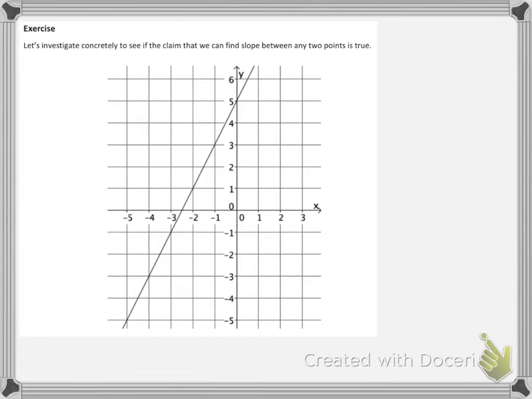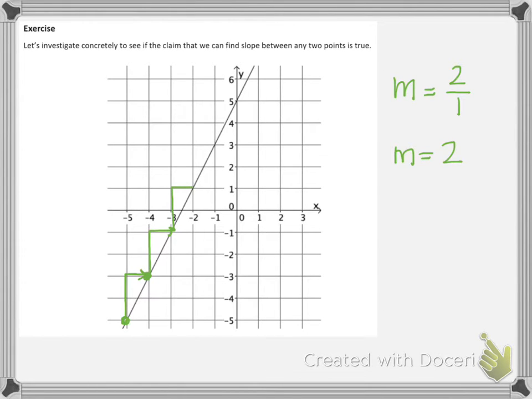Exercises. Let's investigate to see if the claim we can find slope between any 2 points is true. Well, yeah, we can do that. If we start down here and we move to this next point, that's a move of up 2, right 1. So I know that my slope is positive 2 over 1. Slope equals 2. And now that I know that the slope equals 2, well, I could just keep following that direction. Up 2, right 1, that's a point on the line.